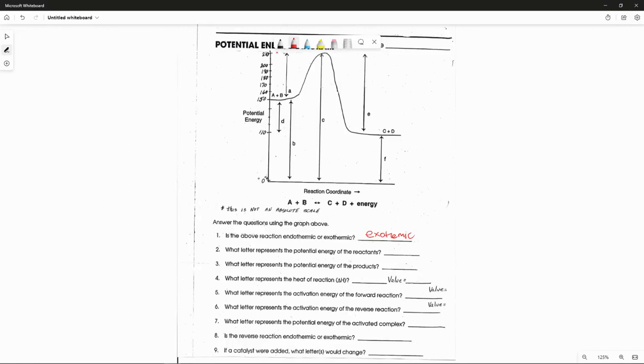Alright. What letter represents the potential energy of the reactants? This is the reactants, this is the products. The reactant potential energy goes from here to here. So the letter that corresponds with this is going to be B. What letter represents the potential energy of the products? The products is here, and the letter that represents it goes from here to here, which is F.